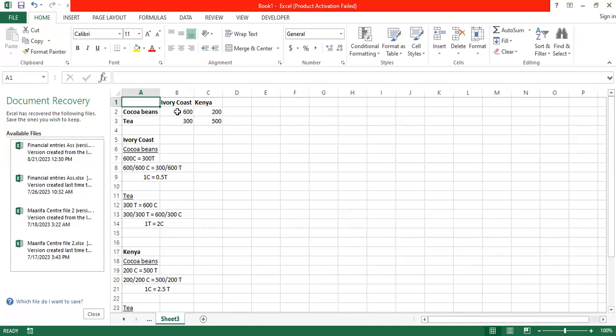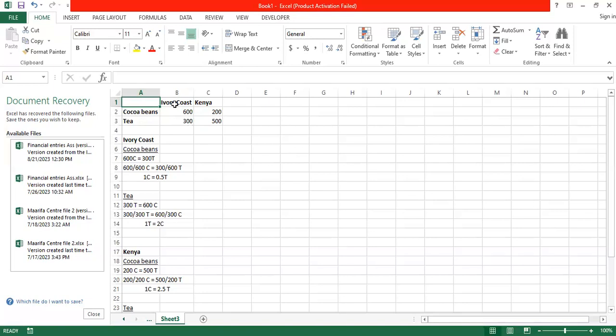In terms of the theory of comparative advantage, the answer is yes, trade is possible, because while Ivory Coast has an absolute advantage in the production of cocoa beans, it has an absolute disadvantage in the production of tea. Kenya, on the other hand, has an absolute advantage in the production of tea and an absolute disadvantage in the production of cocoa beans. So according to the theory of absolute advantage, trade is possible.